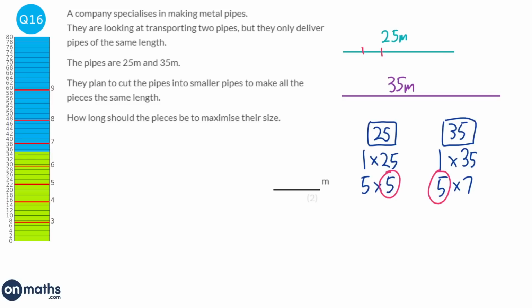So 1, 2, 3, 4, not to scale, and then 7 of these, so 1, 2, 3, 4, 5, 6. And so there's 7 in total. Each of these is 5 meters long, and there's no wastage. That's the longest we can make the pipes for there to be no wastage at all. So my answer is 5 meters.